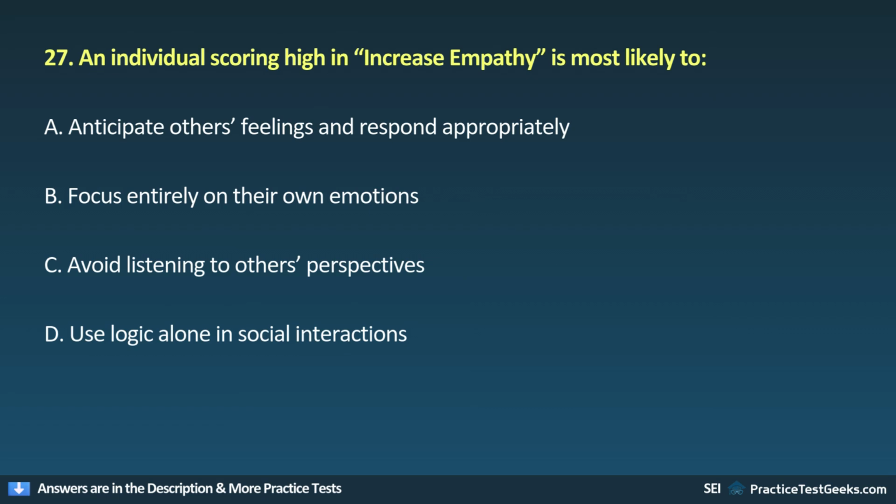27. An individual scoring high in increase empathy is most likely to A. Anticipate others' feelings and respond appropriately. B. Focus entirely on their own emotions. C. Avoid listening to others' perspectives. D. Use logic alone in social interactions.